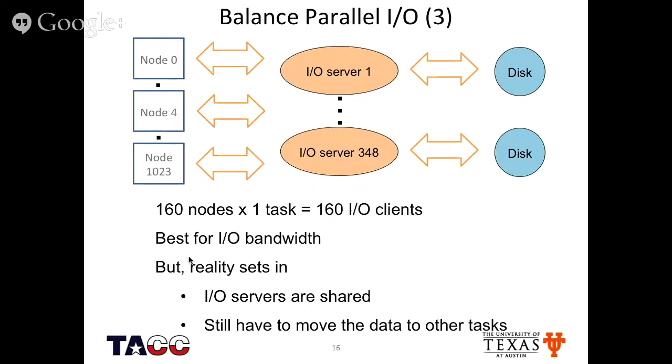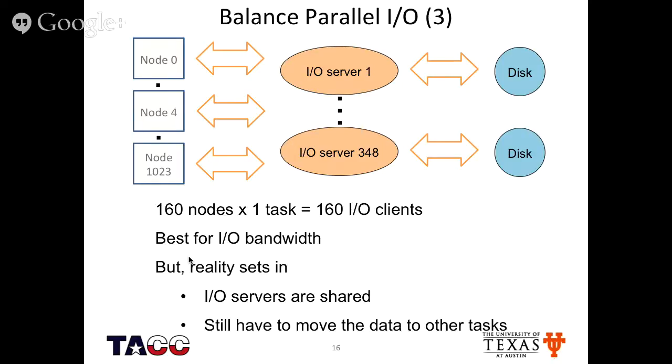Of course. Imagine, instead of engaging 1024 nodes, you're down to 160 nodes, right? And you are using just one process or task per node to do the writing part. So now you have 160 I/O clients. And in certain scenarios, you might get the best I/O bandwidth with just doing this, reducing the number of tasks that are doing the I/O.